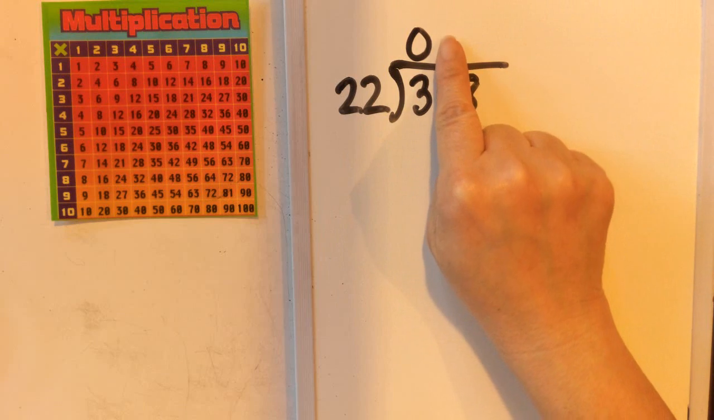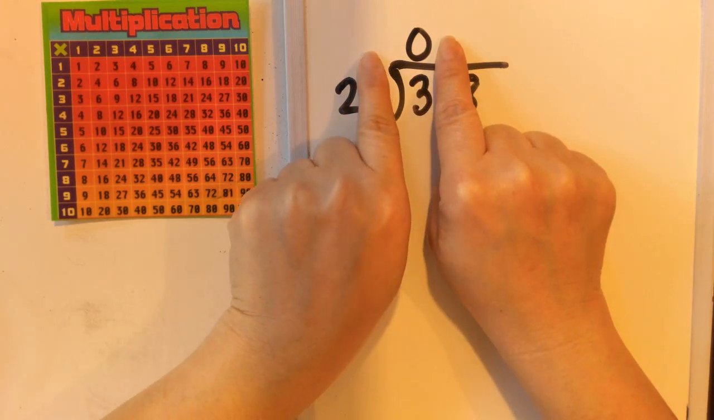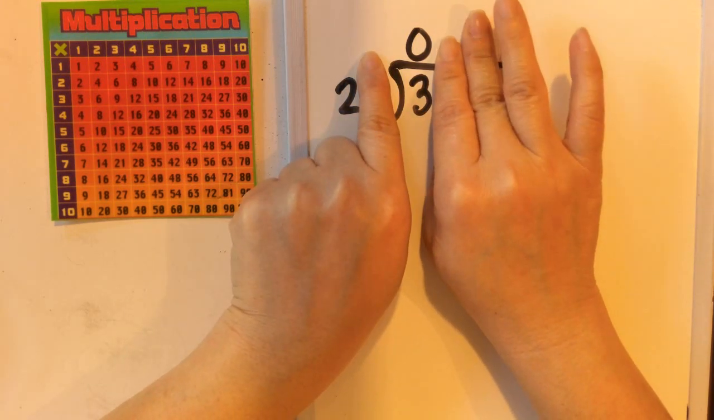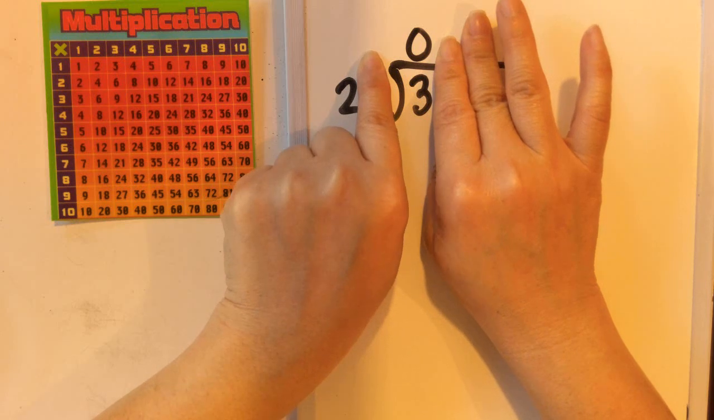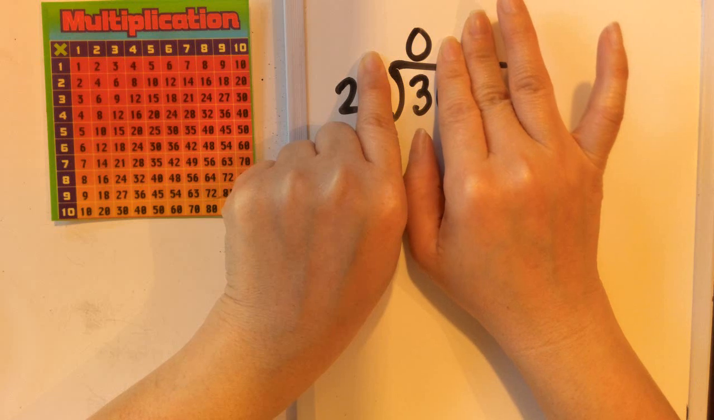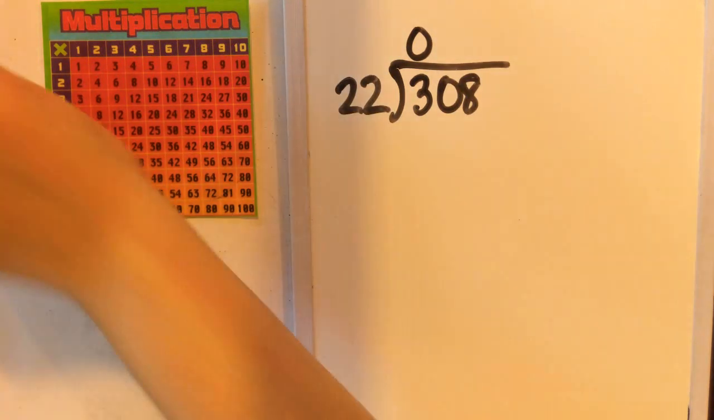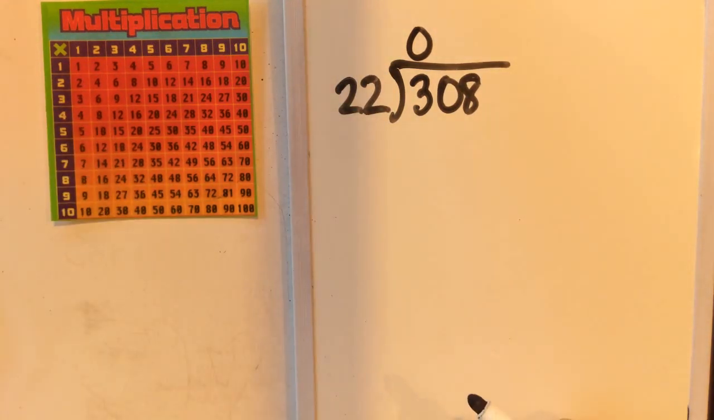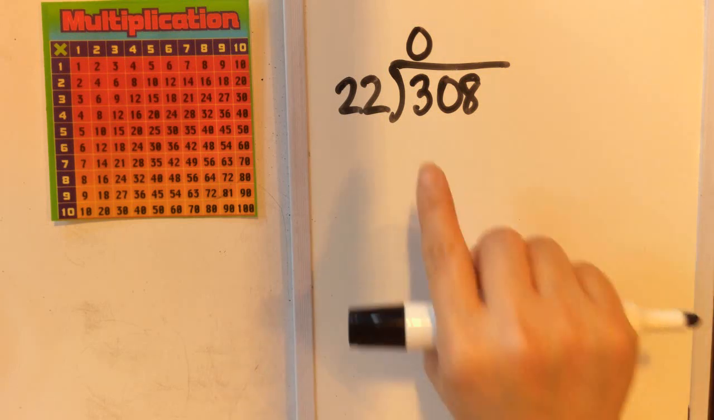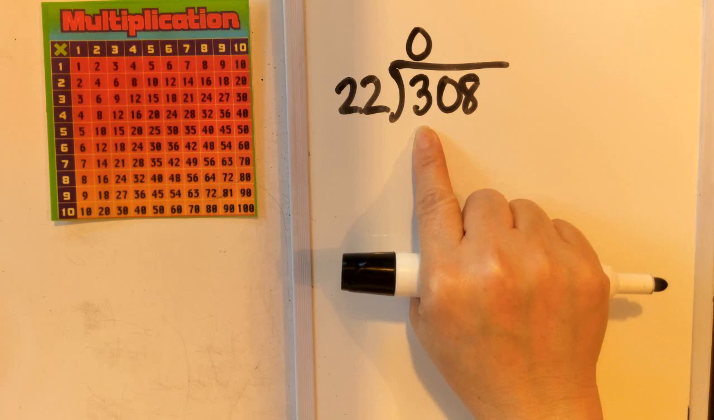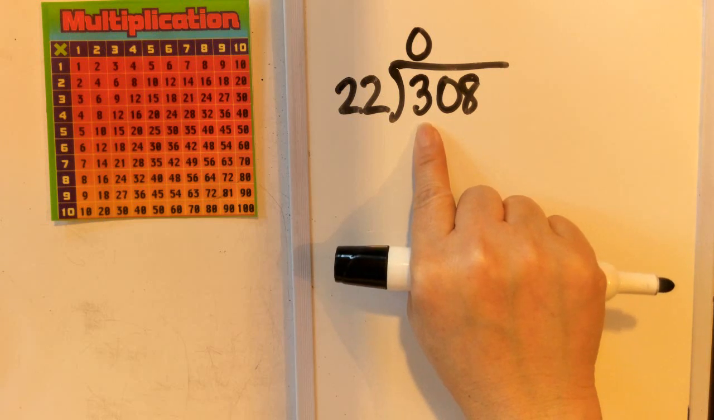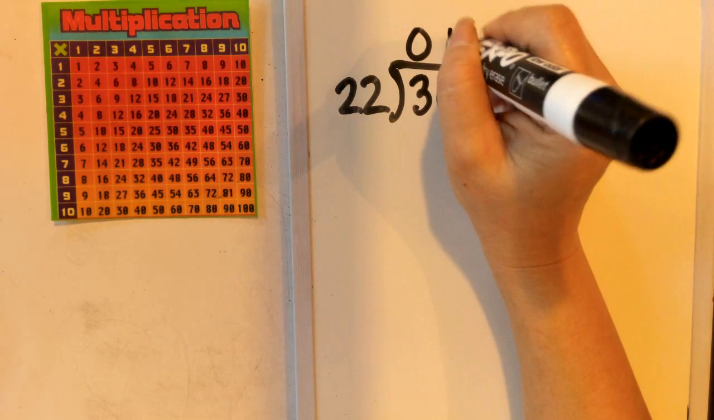So what I do is I cover, and I cover right here, and in my head, I'm thinking, what can I multiply 2 by to get me as close to 3 without going over? And the obvious answer is 1, because 2 times 1 is 2. Because if I multiply 2 times 2, it will be 4 already. And so it will be more than 30 right here. So I'm going to go with 1.